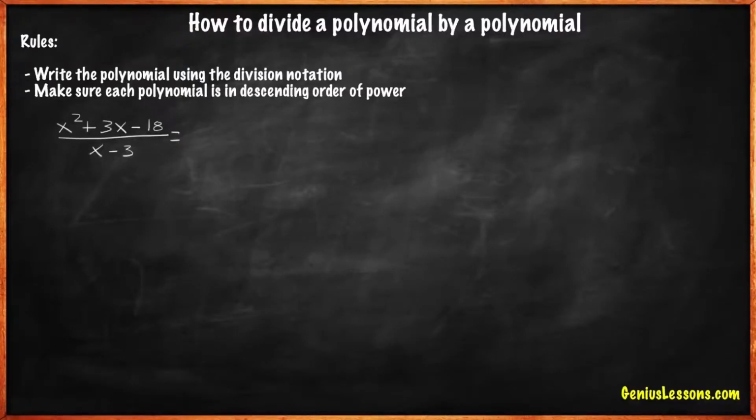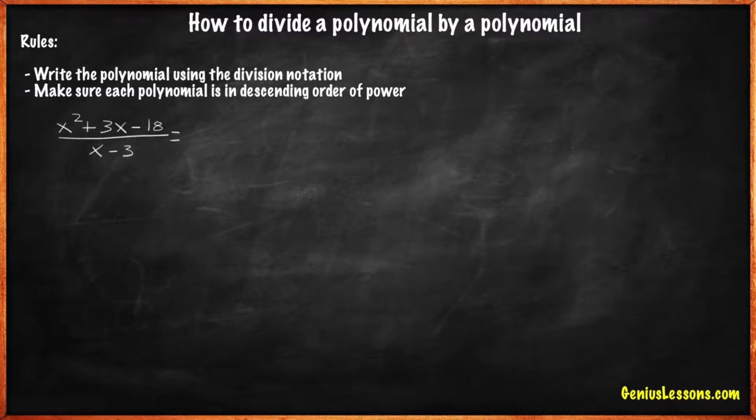How to divide a polynomial by a polynomial. Rules: Write the polynomial using the division notation. Make sure each polynomial is in a descending order of power. For example, x squared plus 3x minus 18 divided by x minus 3.